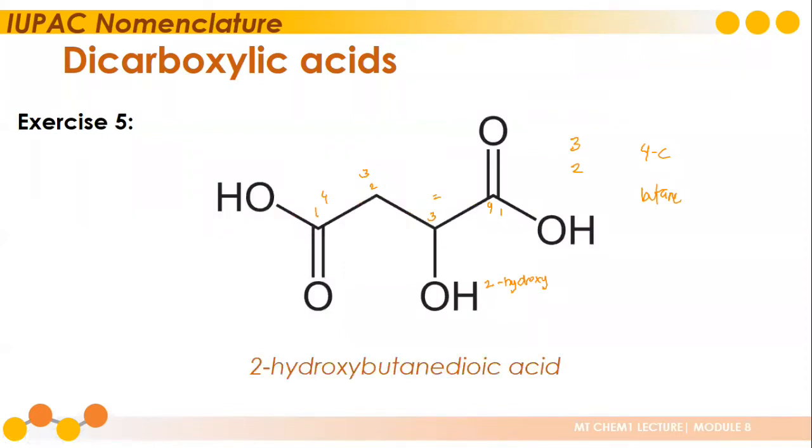2-hydroxybutanedioic acid. Again, in naming the substituent, we have to choose the number that is the lowest. So this is 2-hydroxybutanedioic acid. Hopefully, you follow through with our example.